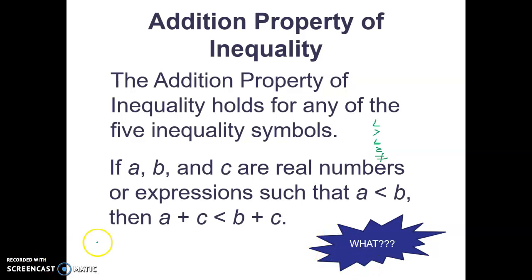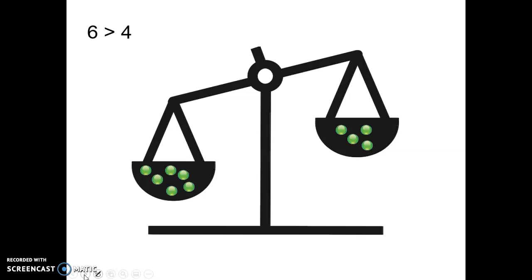Now you may be thinking, what does that mean? Well, let's put some real numbers in there and take a look. Let's take this expression, 6 is greater than 4. Here you can see we've got 6 little beads on our scale here, and they are heavier than these 4 little beads. It's greater than 4. If we add 2 more beads to each side, whatever we do to one side, we do to the other, we now have 8 is greater than 6. Our inequality is still true. Whatever we do to one side, we have to do to the other so that our inequality is still true.